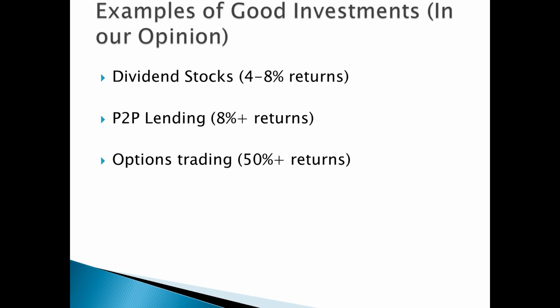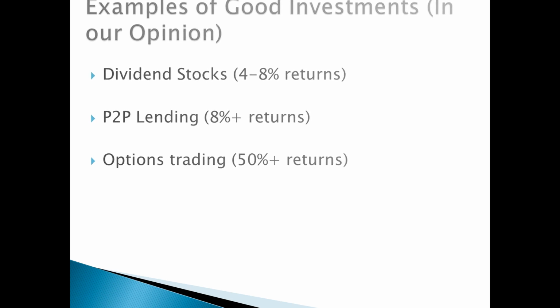So examples of good investments, in our opinion, are, 1, dividend stocks. They generate 4 to 8% returns. You've got transaction costs of around $25, and it's very scalable. Hits all of those criteria. Peer-to-peer lending, things like Prosper and Lending Club. 8% plus returns, similar things. Hits all of the criteria. And then, of course, options trading, which is what we do a lot of, 50% plus returns, and still hits all of those criteria. Very scalable.